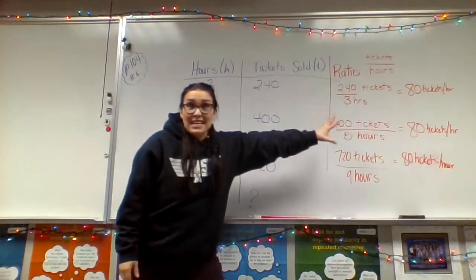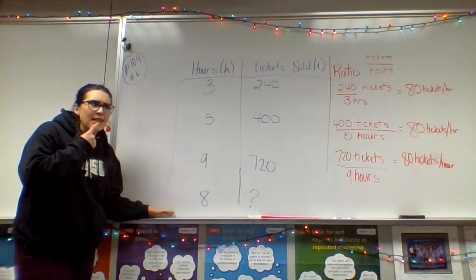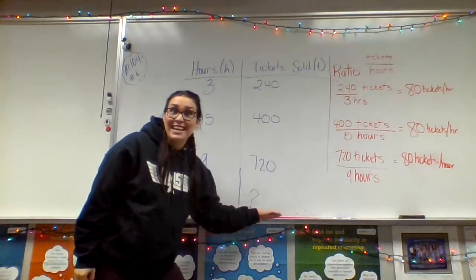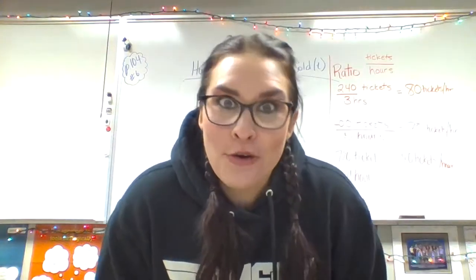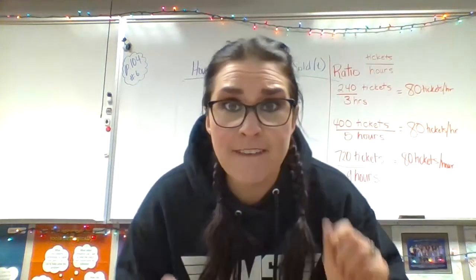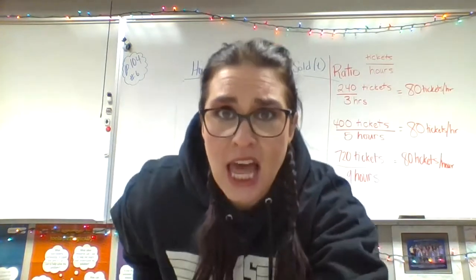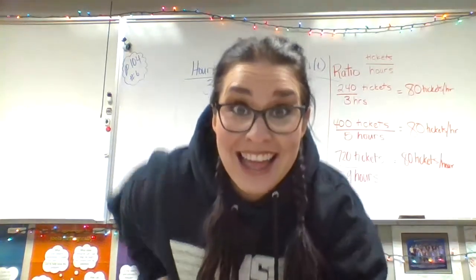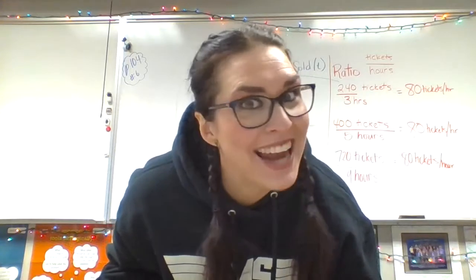If I have 80 tickets per hour and I'm selling for 8 hours, that sounds like a multiplication problem. So how many tickets would you finally sell in 8 hours? You are so smart, and you know that 8 times 8 is 64, but you have that 0, which is a power of 10. So what's 80 times 8? That's going to be 640. Good job, 640 tickets that we will sell in 8 hours.